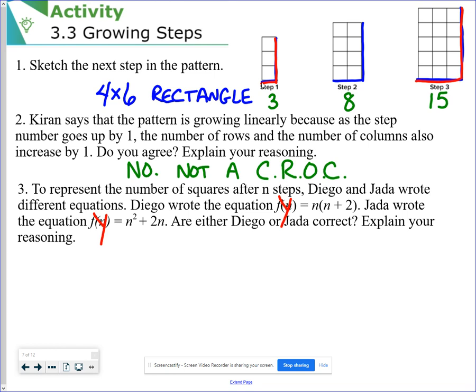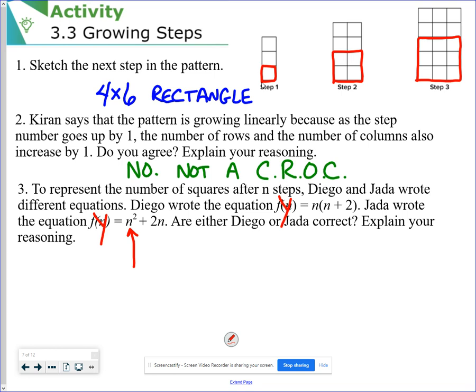Now, for Jada's, let's look at that. And I have a feeling that maybe not everyone sees it this way right away, but I want to help you find this pattern. In this one, for Jada, Jada is saying that I'm going to take the step number and square it. Okay, so we've done that a couple of times already. So here's my step 1, and it's squared. And in this one, step 2, squared.